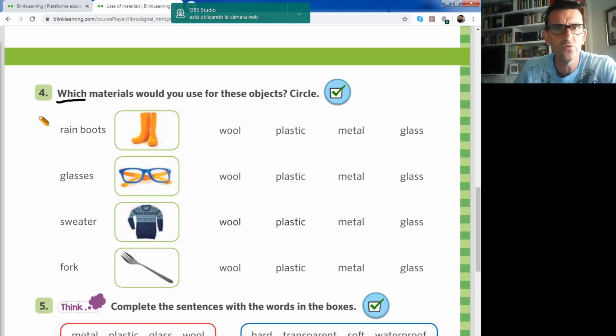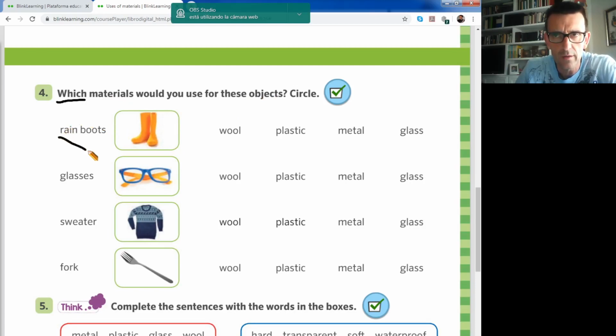Which car do you prefer? O which car do you like? Porque tienes varios y tienes que elegir uno. Cuando tienes que elegir entre varios se pone siempre which. Which materials would you use for these objects? ¿Qué materiales usarías para estos objetos?